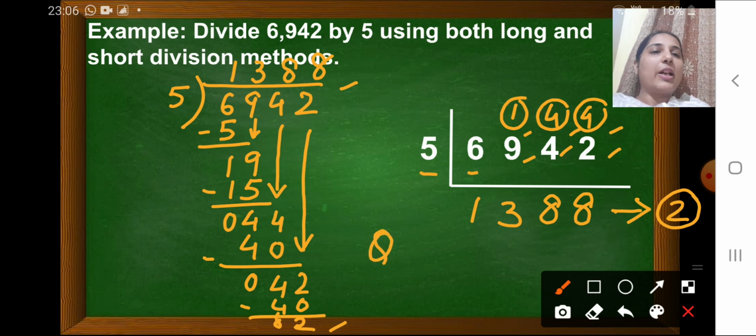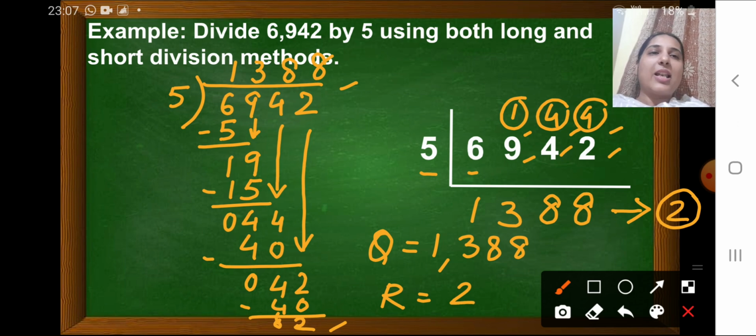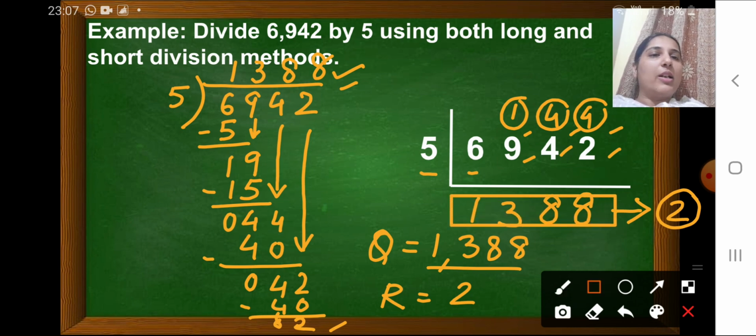That our quotient obtained here is 1388 and our remainder is 2. Okay, by both the methods we are getting the same answer. You can see 1388. Here we also got the same quotient and here as well we got the same quotient. Remainder here is 2. Here also the remainder is 2. Okay, so by both the methods we just saw the two different methods of division.